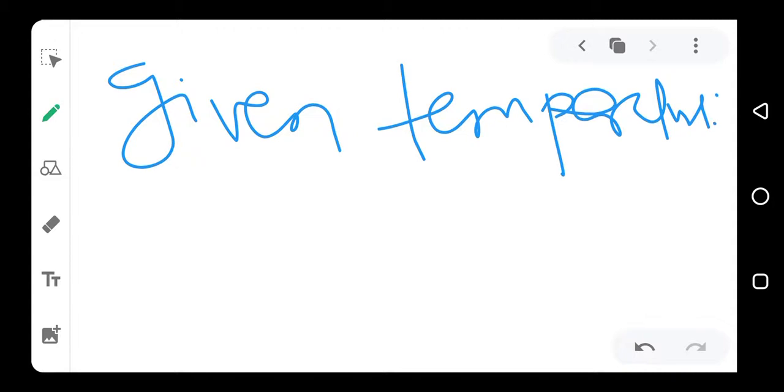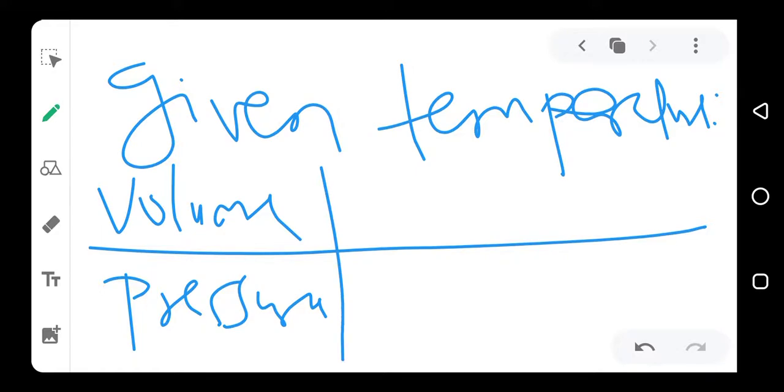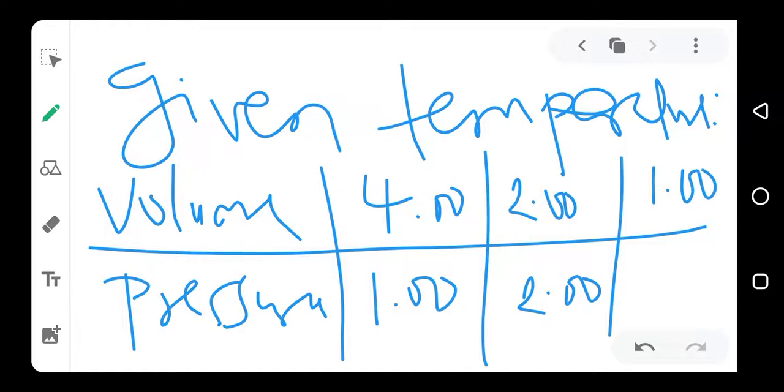Now the table is this: we have volume and we have pressure. For volume we have 4.00, 2.00 and 1.00, and for pressure we have 1.00, 2.00 and 4.00. Now this is the table.